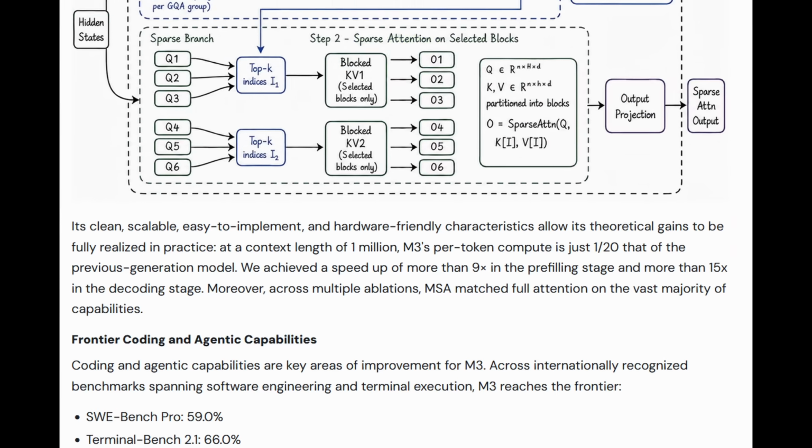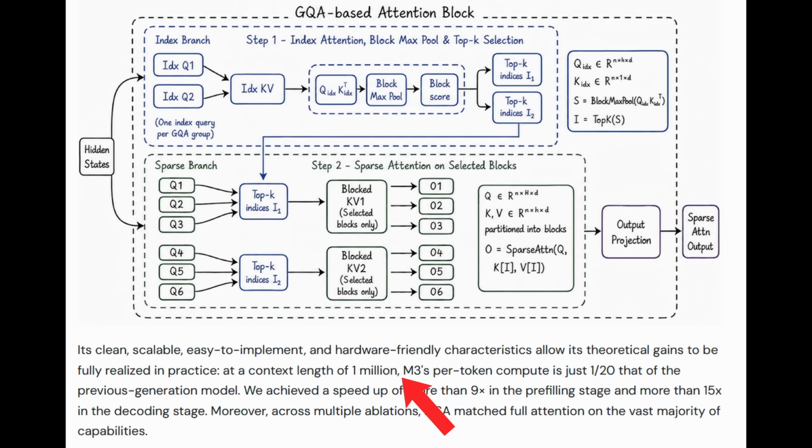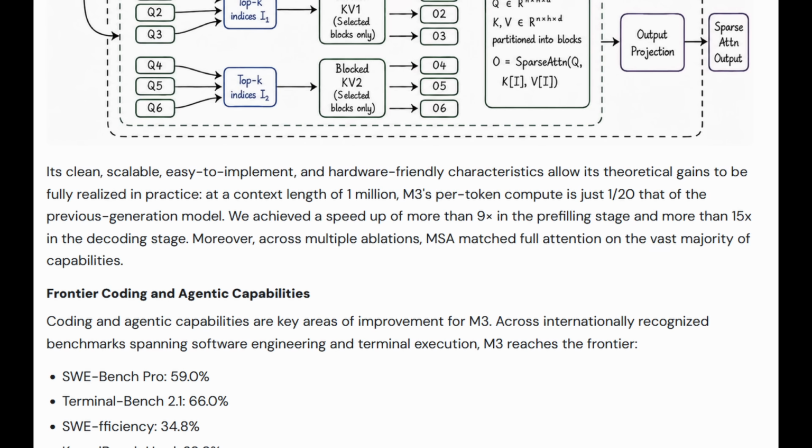But according to MiniMax's reports, they say that given 1 million contexts, the M3 per token compute is 1/20 in comparison to their previous generation model, which would be the M2 generation models. Incredible leap here. They also reached a speedup of 9.7 times in their pre-filling stage and more than 15.6 times in their decoding stage. And they did all of this while the MSA matched full attention on the vast majority of capabilities.